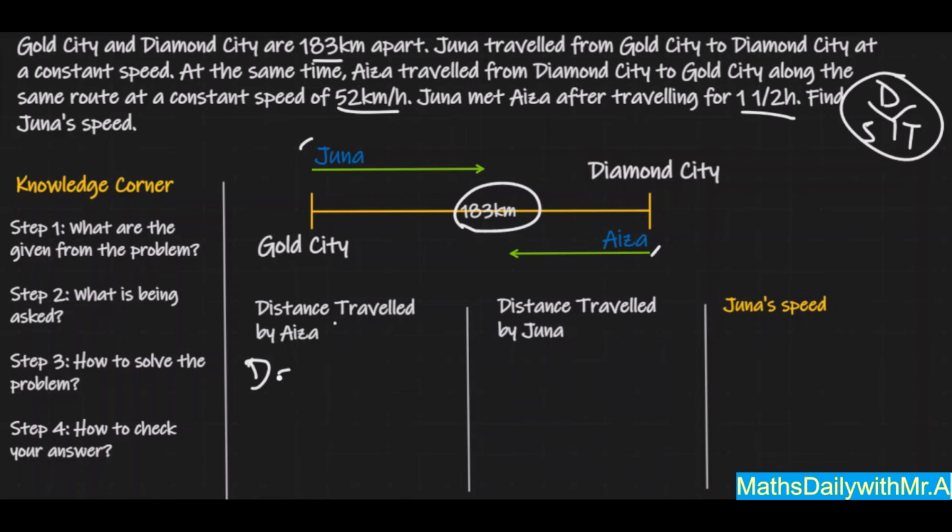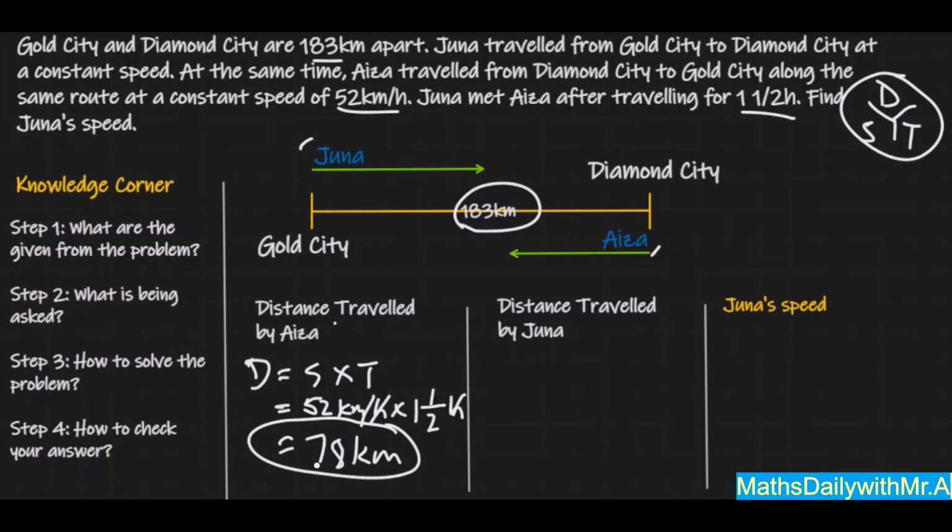So D equals speed times time. The constant speed was 52 kilometers per hour times 1.5 hour. Let's cancel the hour. So this will give us 78 kilometers. So 78 kilometers was the distance traveled by Isa for 1.5 hour at the constant speed of 52 kilometers per hour. Now, how are we going to solve for the distance traveled by Juna?